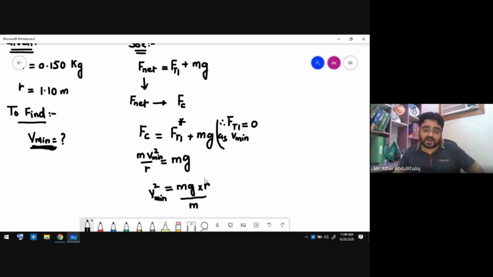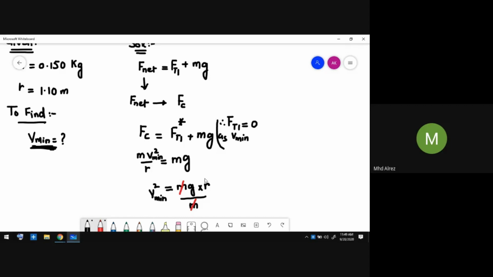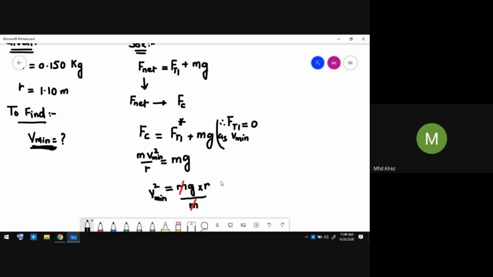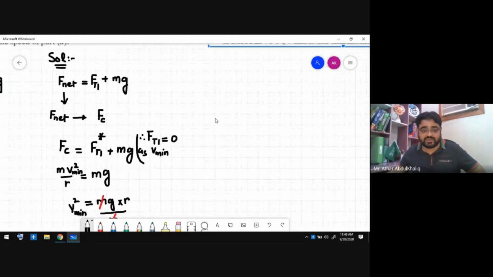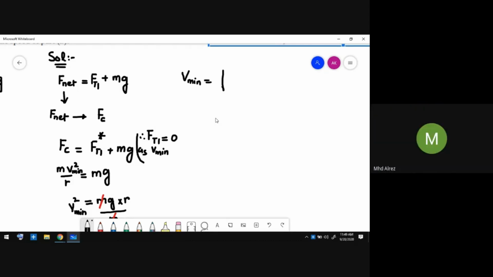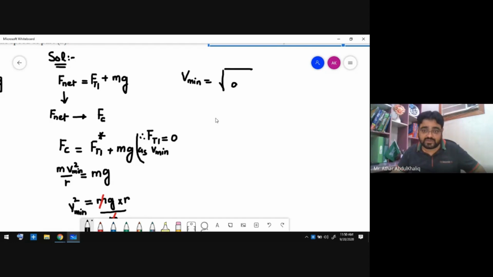Yes. So V squared is mg times R over M. So this M, can I cancel it? Yes, we can cancel it. It's M and M. Now I need to find the expression for V. This is V squared, so V will be equal to the root of G multiplied by R. Just substitute the values.